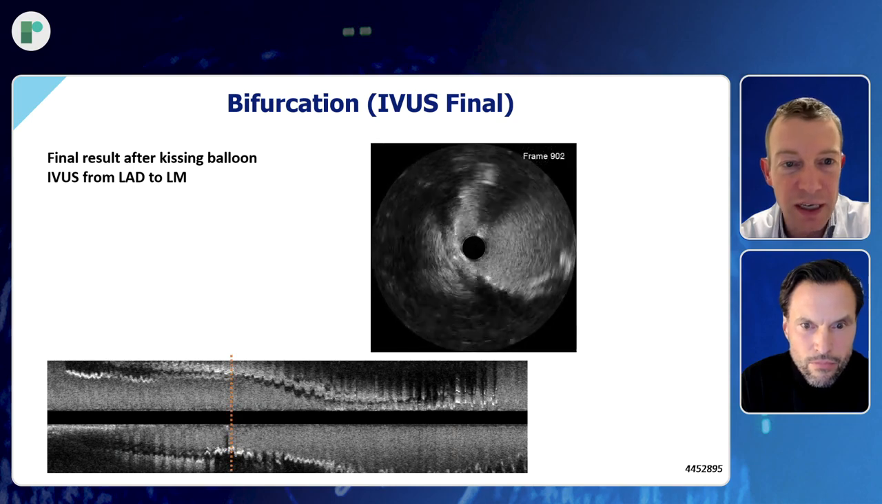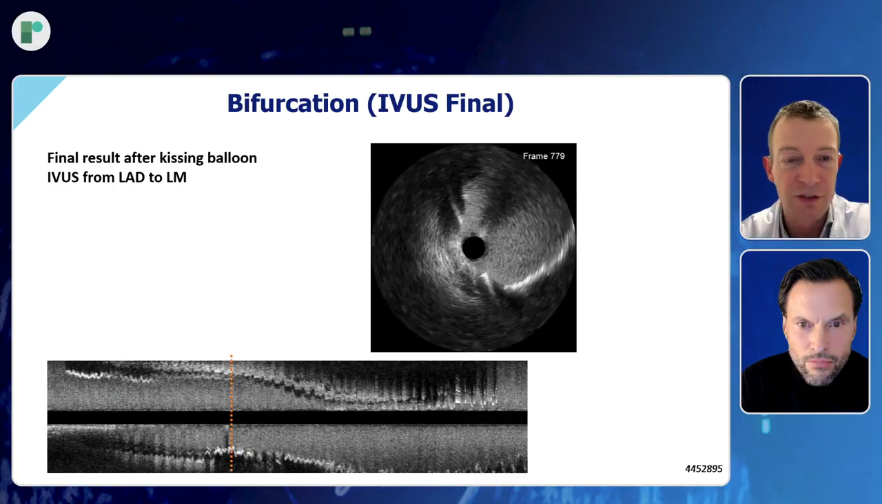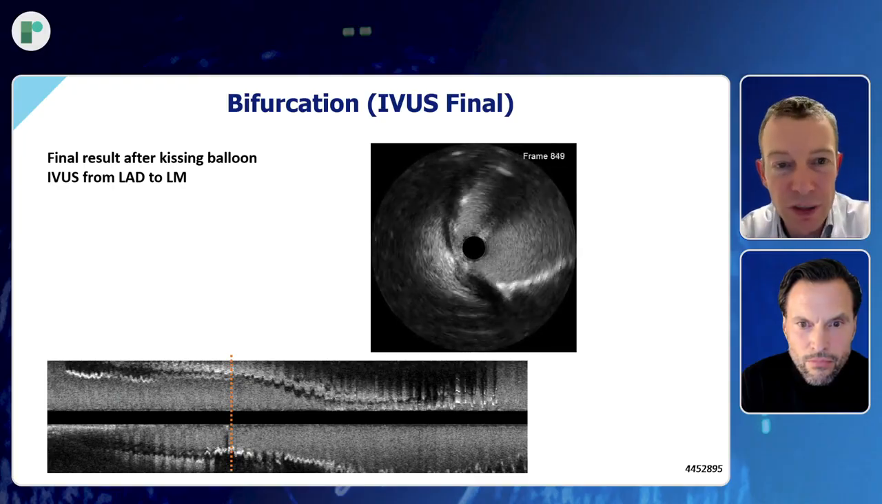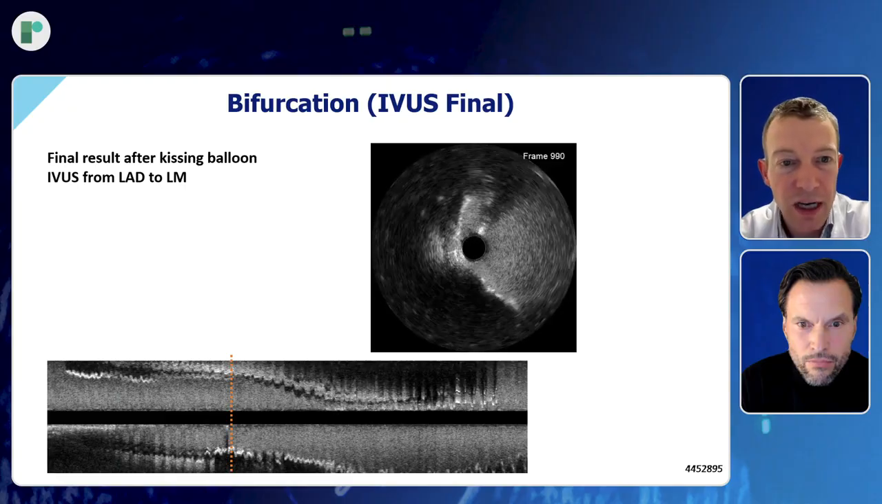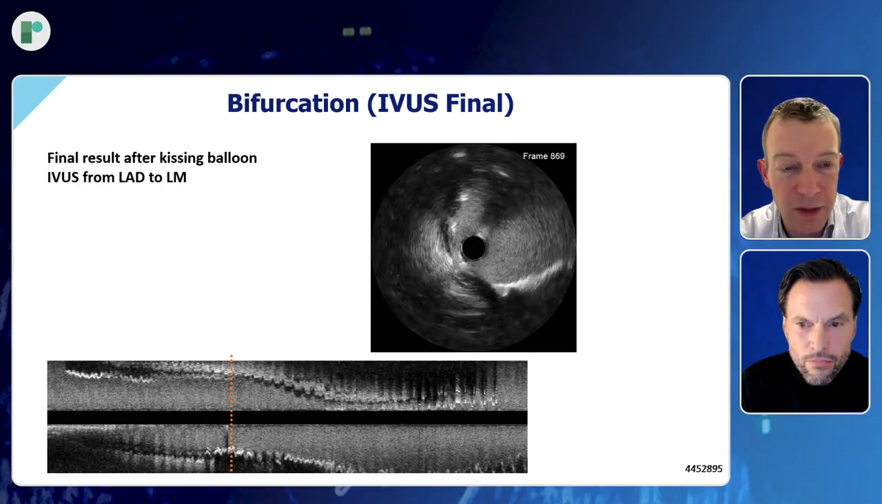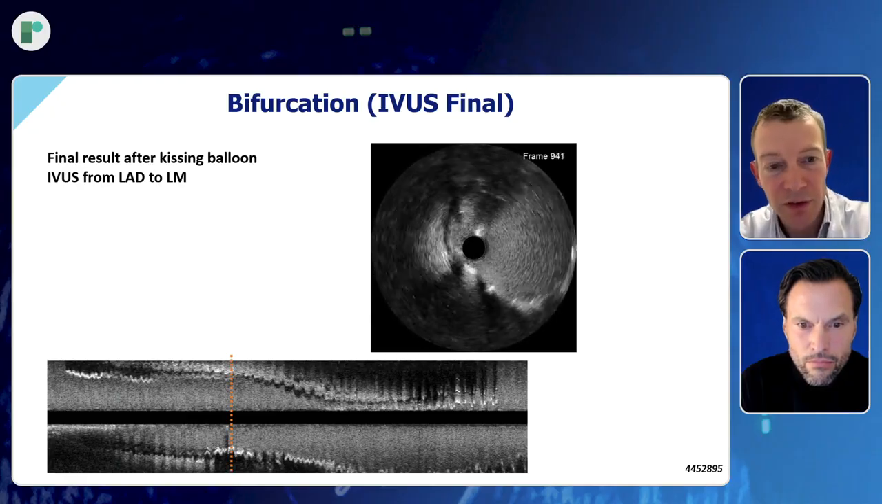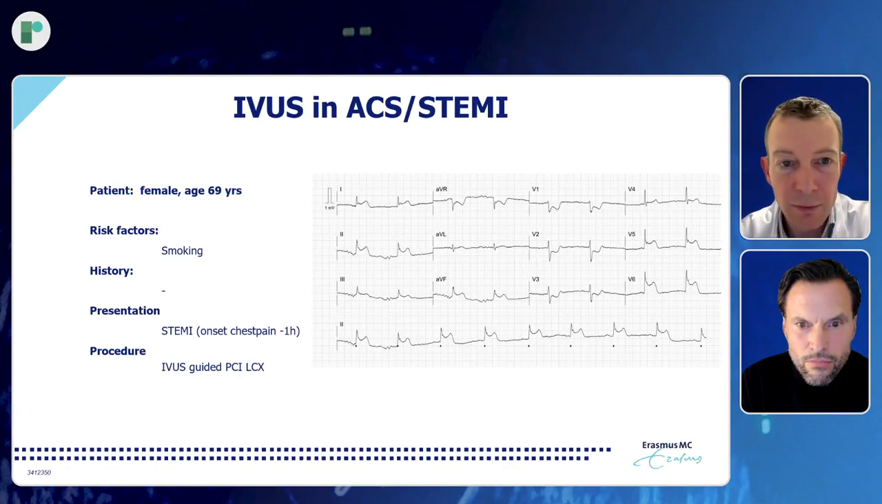And after a kissing balloon, this is the final result. Again, the pullback from the LAD to the left main, in which you see that the chunk of calcium, including the stent struts that were not properly opposed, are now nicely opposed, and actually resulting in a really nice patent left main towards LAD trajectory, as you can also see on the longitudinal view on the bottom of the screen. So that was with respect to bifurcations.